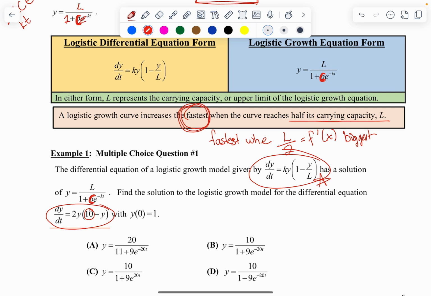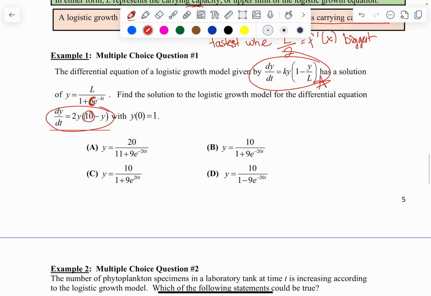Okay? And obviously to make that 10 a 1, we're going to factor out a 10, right? So when you factor out a 10, put an equal sign there. And remember, when you factor out a 10, you're dividing both sides by 10. And don't forget to put it on the outside.